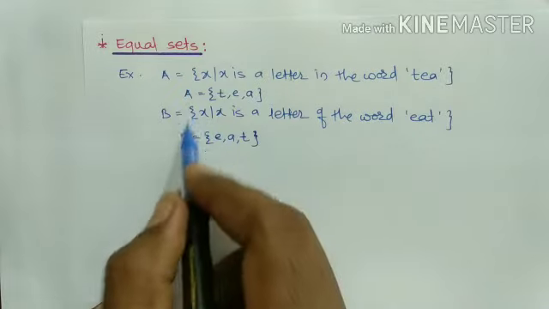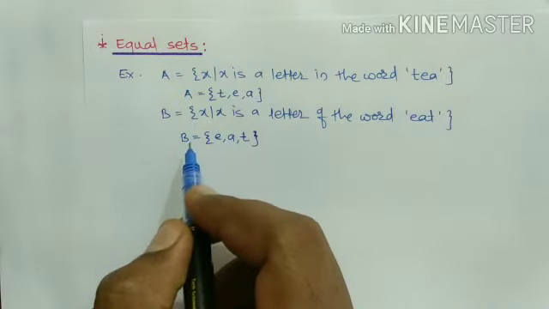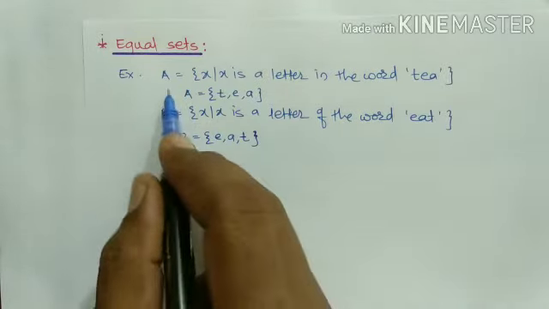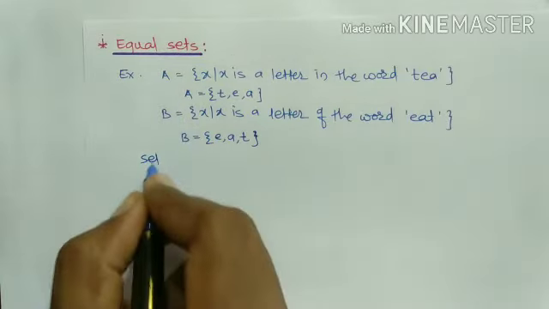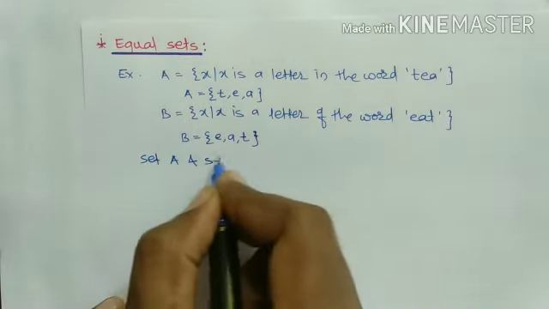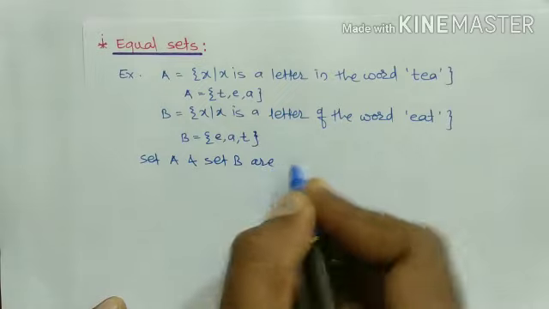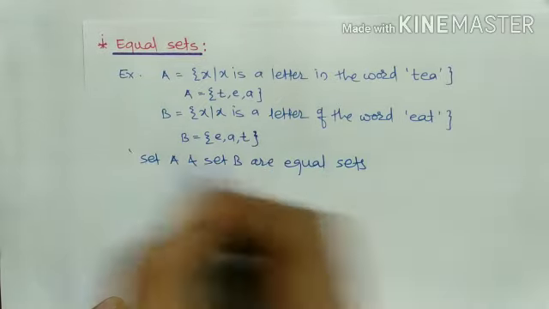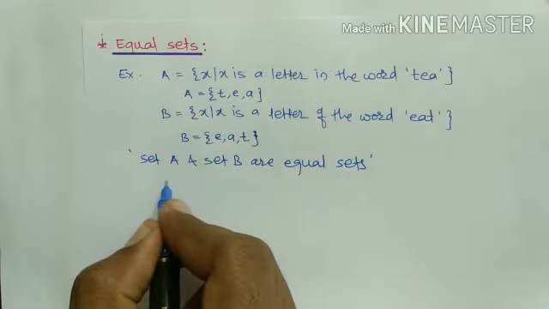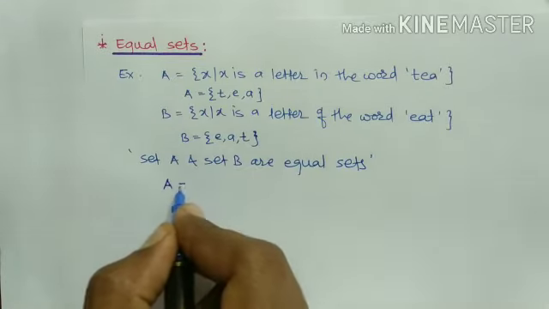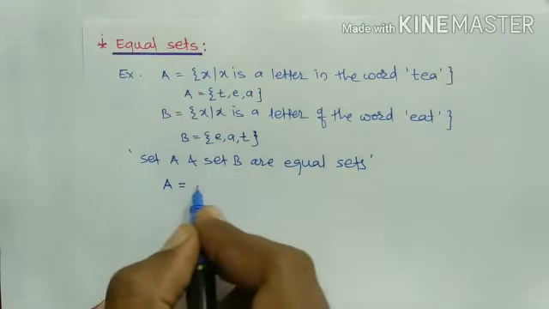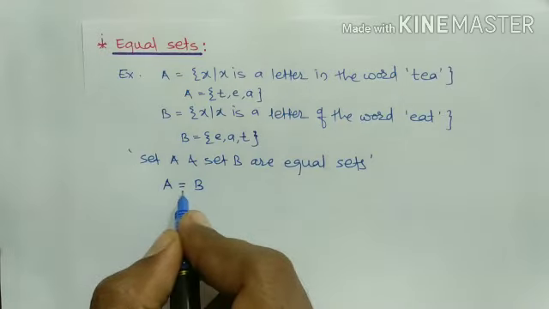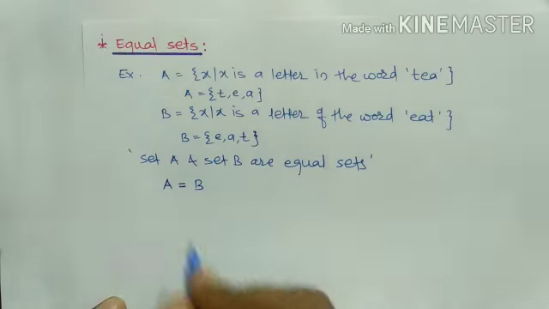Then such type of sets are called the equal sets. In this example, set A and B are equal sets, and symbolically it is written as set A and B are the equal set. It is written as A equals to B.